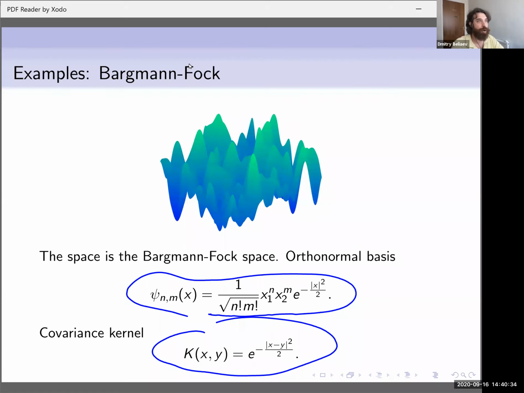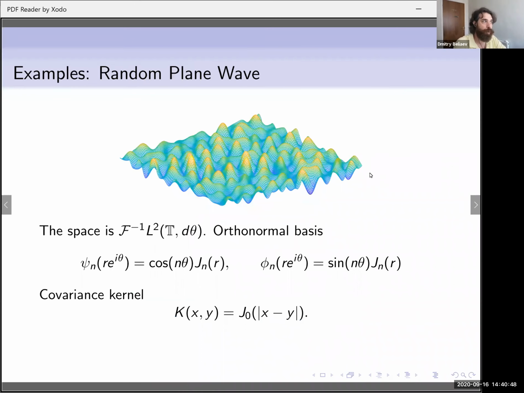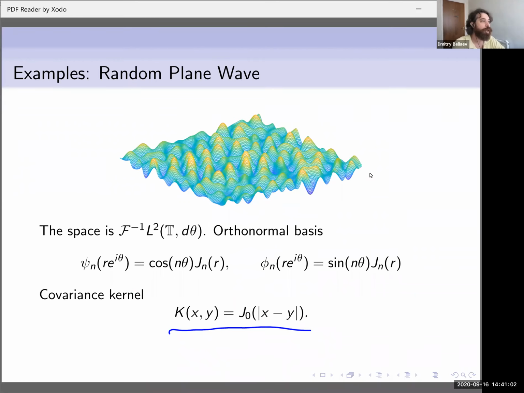So this is our ultimate example of the best field. Okay. And then another example, this is the field that I mentioned before. This is something which is called random plane wave. And so this is description in terms of covariance kernel. So covariance kernel is just zeroth Bessel function of the distance.